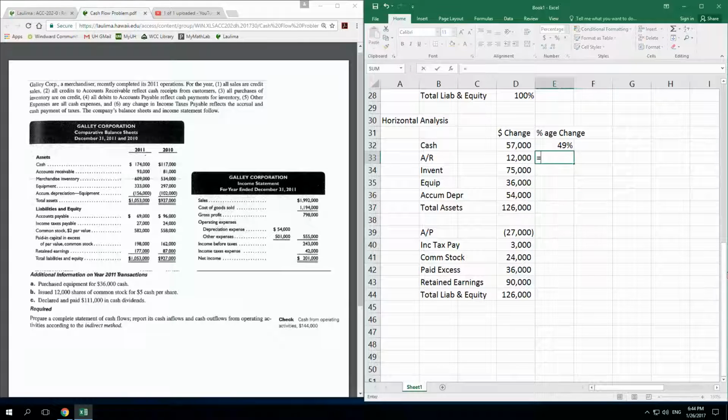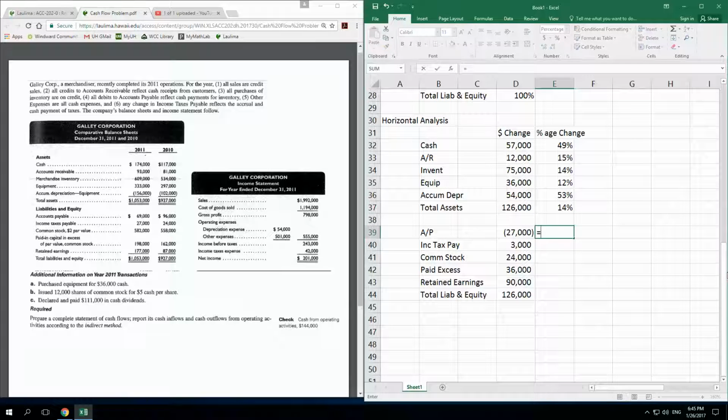Okay, and we continue. For accounts receivable, it's the change of 12,000 divided by 81,000 from 2010. Okay. For inventory, it's 75,000 increase divided by 534,000 balance from 2010. And we just go down the list. Okay. And I'll just leave that positive. That means accumulated depreciation went up by 53%. And as far as total assets go, total assets increased by 14%.